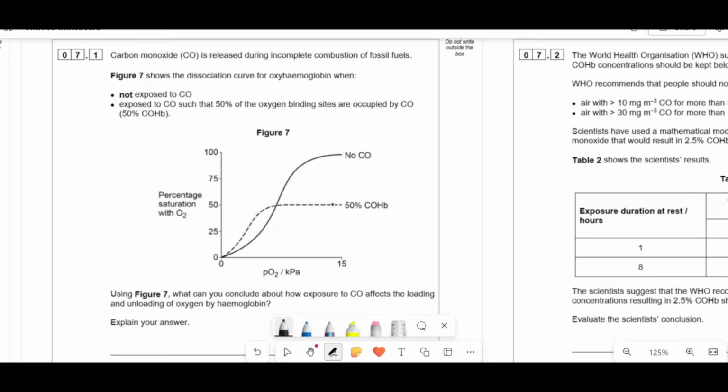Carbon monoxide is released during incomplete combustion of fossil fuels. Figure 7 shows the dissociation curve for oxyhemoglobin when not exposed to CO and then exposed to CO such that 50% of the oxygen binding sites are occupied by CO, 50% CO hemoglobin. Fine. Have a quick look at what's going on before jumping into random bits and bobs. So here, I almost like to think of an independent site type thing. No carbon monoxide, 50% carbon monoxide. So hemoglobin that's got 50% of it snagged by carbon monoxide, free to do whatever you want.